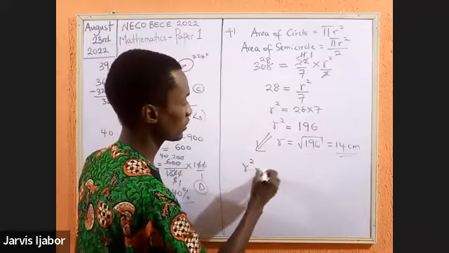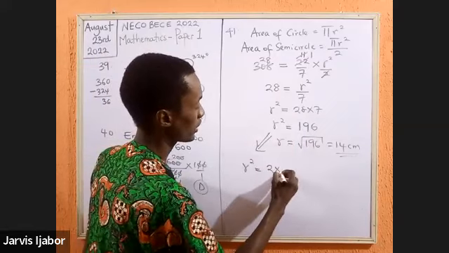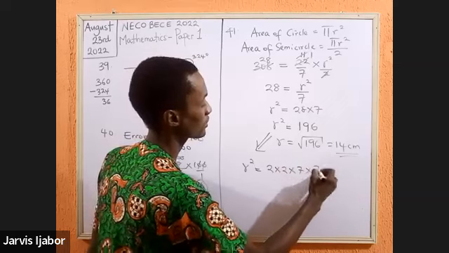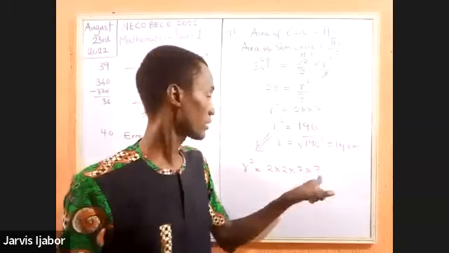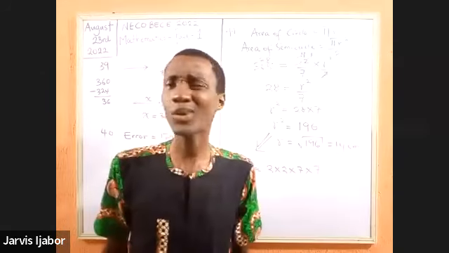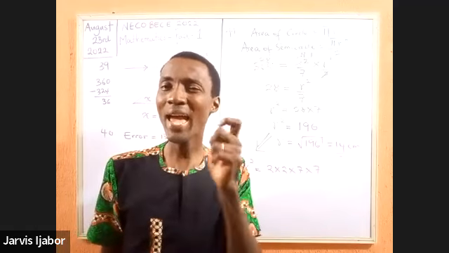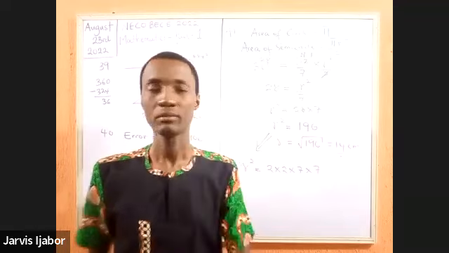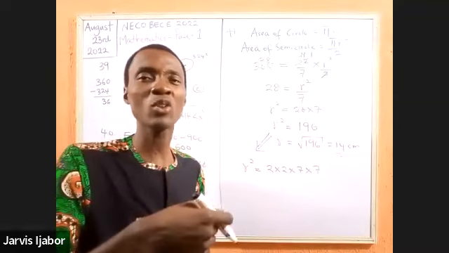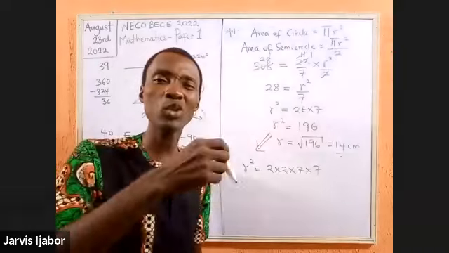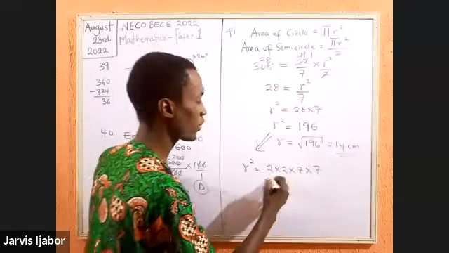R squared is equal to what? 2 times 2 times 7 times 7. 2 times 2 is 4, times 7 is 28, times 7. Now, remember that the concept of square root is pair and pick one. You did this in your grade 7, pair and pick one, when we're solving square root by the method of factorization. Pair and pick one. So I'll just pick one.